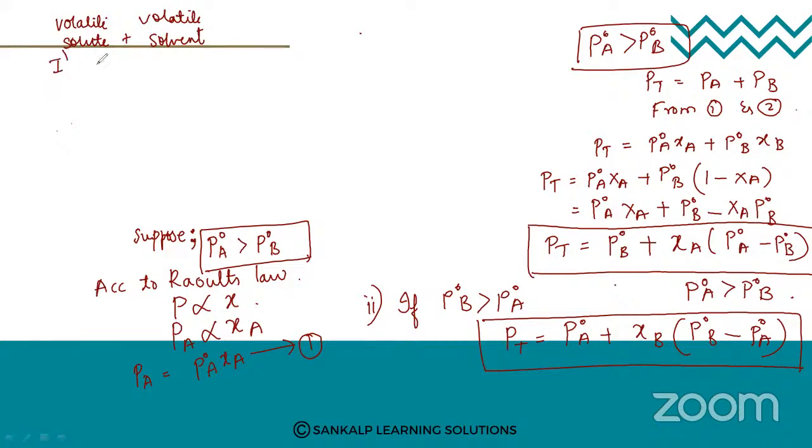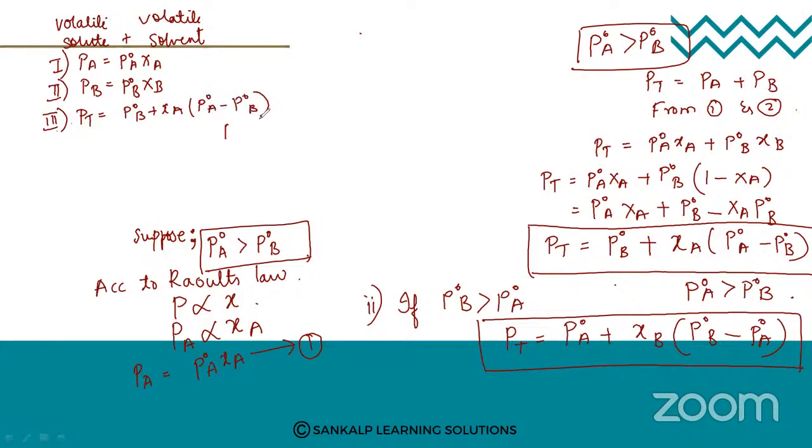So what all equations have we seen? P_A equals P naught A into chi of A. Then the second equation we have seen is P_B equals P naught B into chi of B, and the third was the total pressure, P_T equals P naught B plus chi of A into (P naught A minus P naught B), where you have P naught A greater than P naught B. So this is the condition.